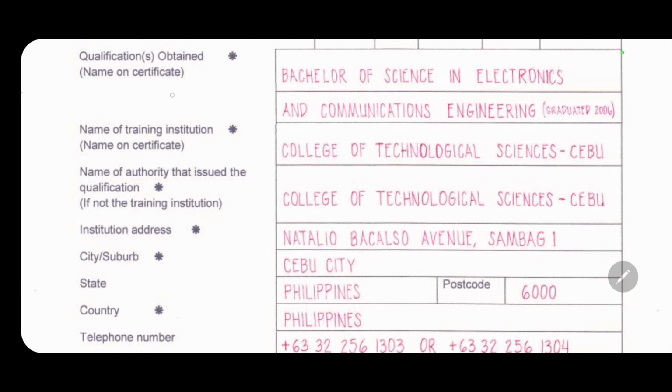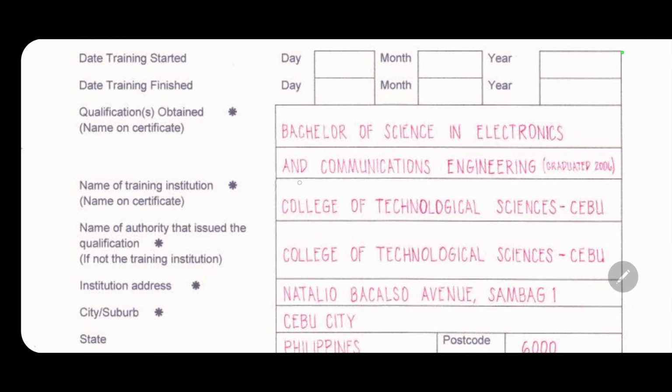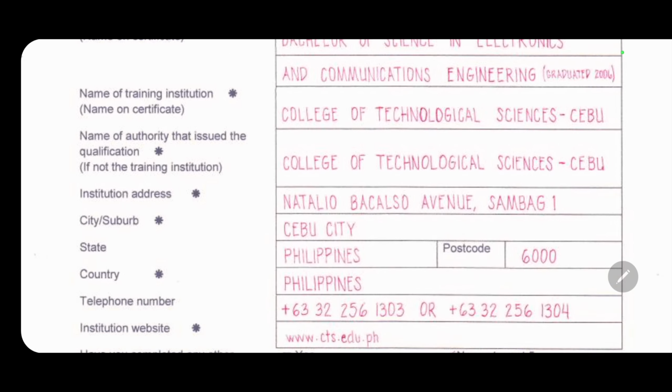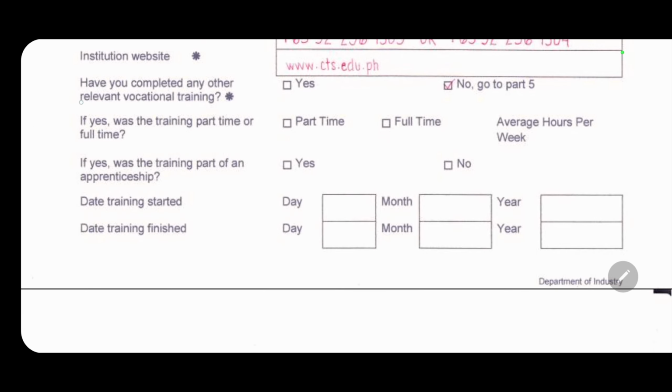And the qualification obtained. So what is your qualification? For us, we obtained a Bachelor of Science in Electronics and Communications Engineering. And the name of the training institution. So what's the name of your institution? You put it here. Name of authority that issued the qualification, so the school or college that you went to, and then the institution address, city or suburb, the state, the country, telephone number, and the website of your institution you provide here.